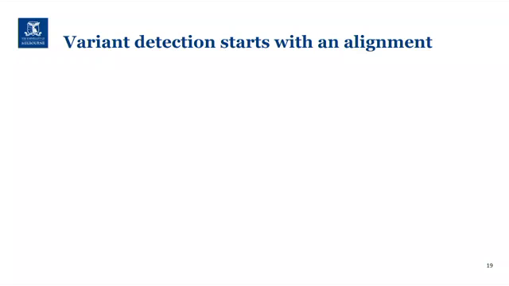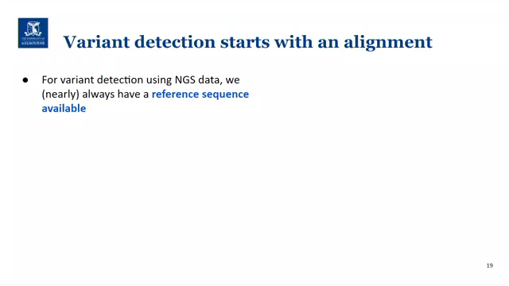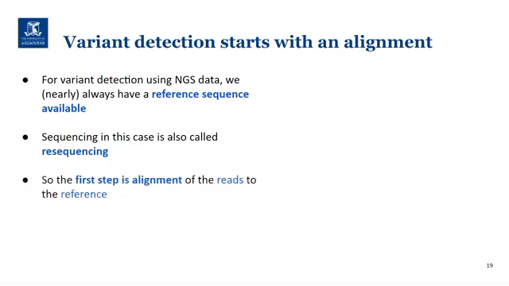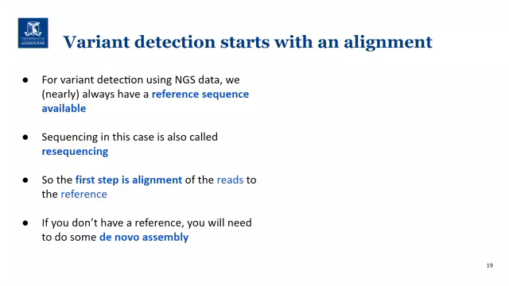Variant detection, considering next generation data, starts with the alignments. For variant detection, we almost always have a reference sequence available. So this process is called resequencing. We already have a sequence, we do the resequencing, and the first thing we do is align the reads we have to the reference genome, using a specific type of alignment that I'm not going to detail. If you don't have a reference, however, you can always go back to de novo assembly.